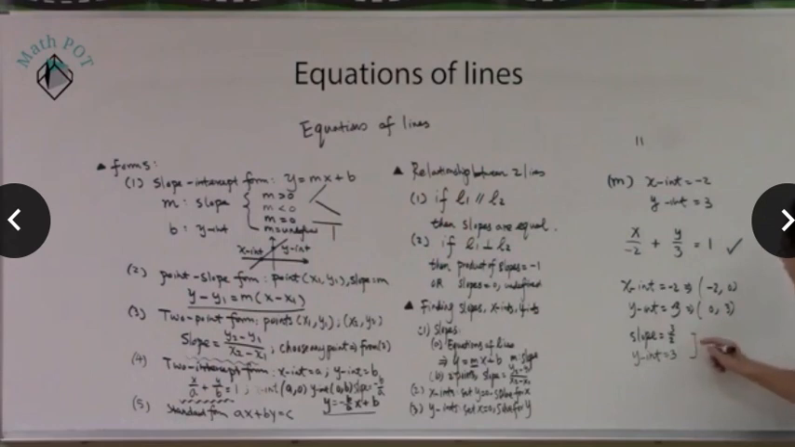Of course, that gives us y equals 3 over 2x plus 3. So that is our final answer for this problem. So make sure you understand.